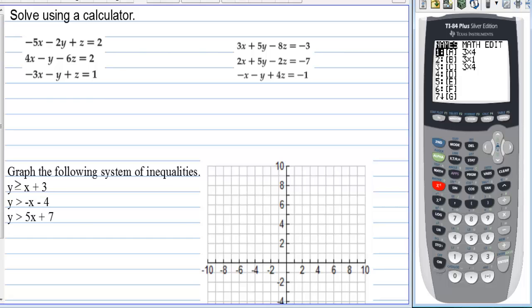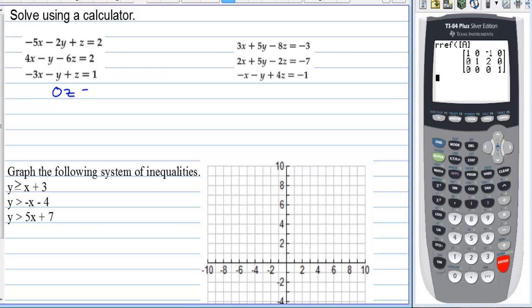We'll go to matrix, and we'll go to math. And we have RREF because it doesn't say how. So we'll pick the easiest one. Matrix A, press enter, and at the very last line we get 0z, or 0x, or 0y, either one. 0z equals 1. That can't happen, so we have no solution. When you have zeros, but that last one is not 0, no solution.